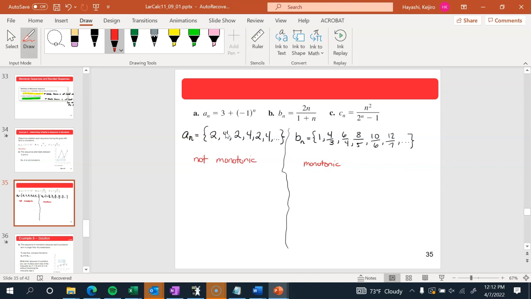But if you really wanted to prove that it was monotonic, because you can't list out every term, there are infinitely many of them. You can't list out every term to prove that every term is at least as large as the one immediately before it. What you can do is compare the n plus 1th term to the nth term.